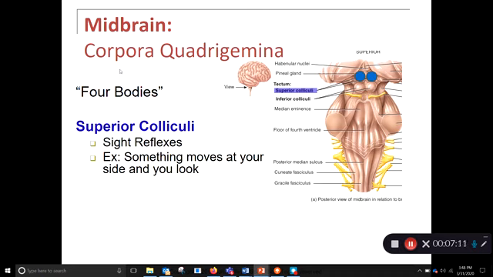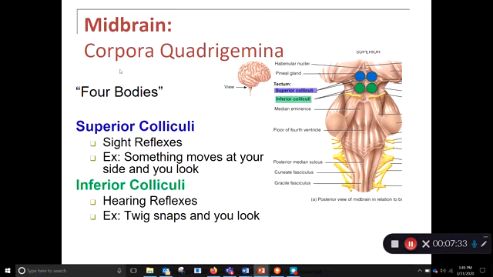You've got the superior colliculi. This is your sight reflex. Now, I mentioned the Serengeti earlier. What I'm referring to is the sight reflex: if you notice something moving around in your periphery, your first instinct is to turn your head and look at it. That is what the superior colliculi do. The inferior colliculi has the hearing reflexes. So if you hear a twig snap off to the side or behind you, that is your inferior colliculi giving you that reflex to turn around and find what just caused that twig to snap.